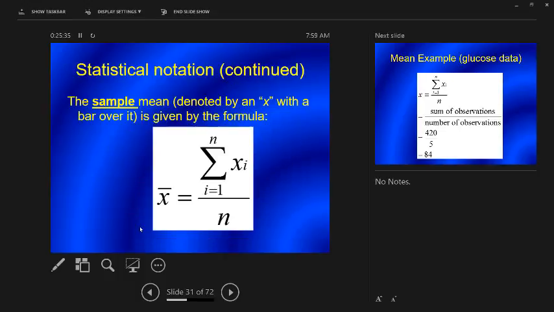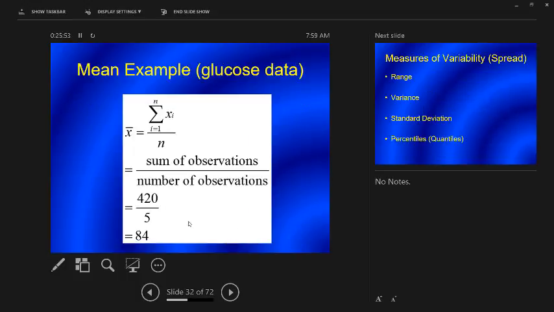Okay, so I'm going somewhere with this. Now this is the formula for the sample mean. X bar equals the sum of the observations divided by the number of observations. This was the part that we just did in the previous slide, where we added them all up and got 420. And then, as we see on the next slide, when we divide the 420 by the number of observations, we get a mean serum glucose level for that sample of 84 milligrams per deciliter.